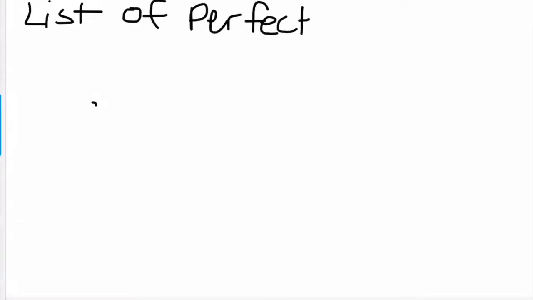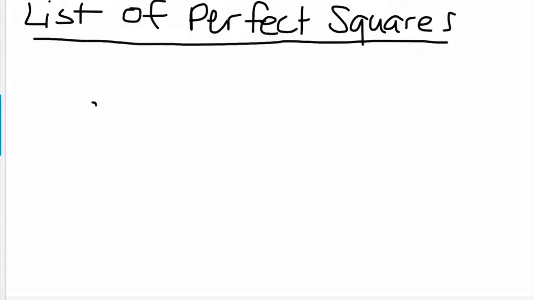So here's what I want you to do. I want you to write at the top of a page. You're going to go to a new page in your notes. And at the top of the page, you're going to write list of perfect squares. And what we're going to do is we're going to start with 1, and we're going to write 1 times 1 equals 1. Square root equals 1.